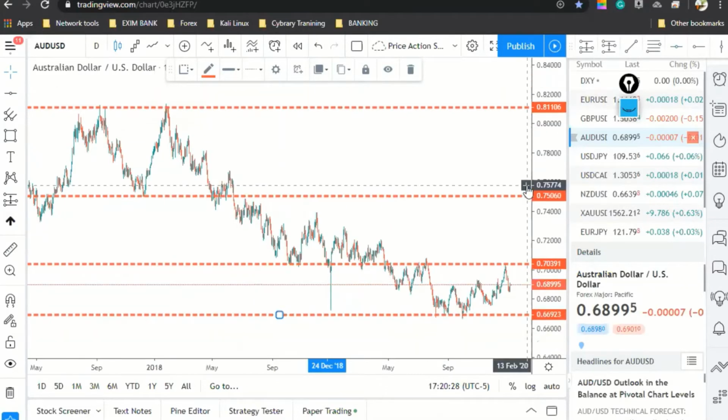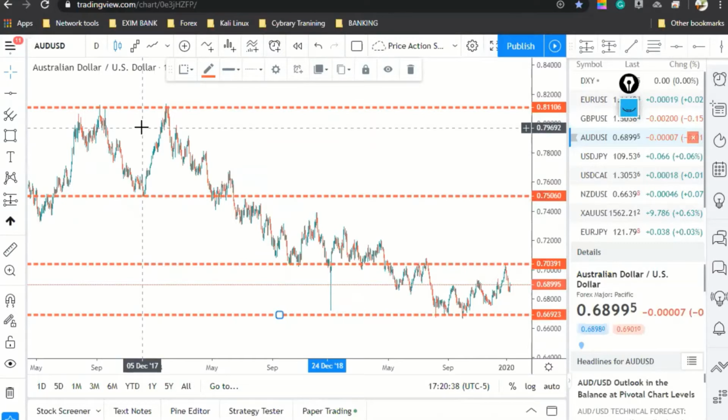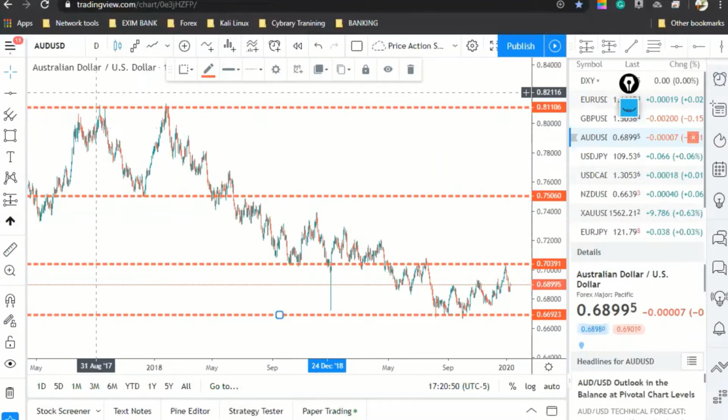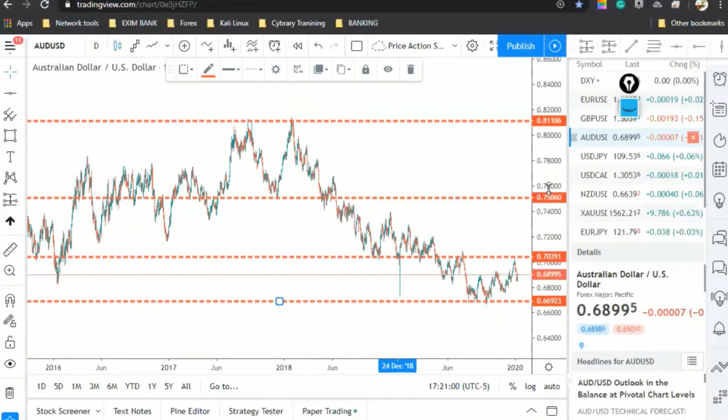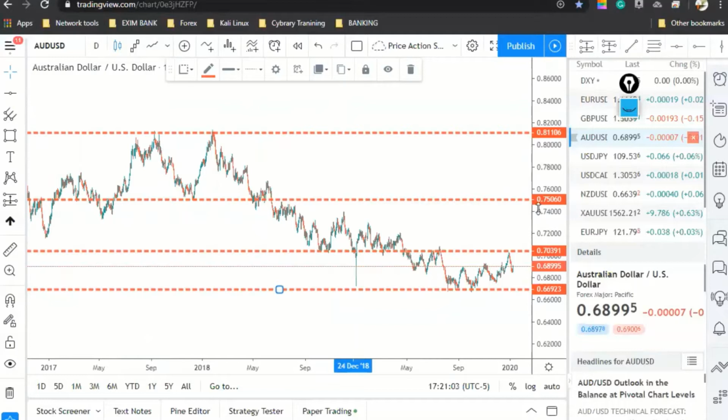So, what we learned last week, we learned different types of trend, right? Bullish trend, bearish trend, and consolidation. What kind of trend would you consider AUD USD to be in? Anyone? Downtrend. Pardon me? Downtrend. All right, excellent. Why would you say it's in a downtrend?